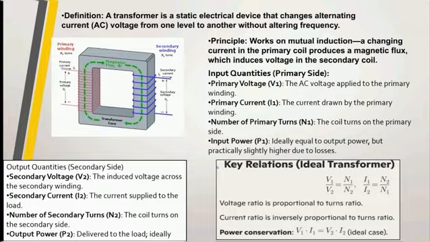In this practical, we have to calculate the values of voltage ratio, current ratio and transformation ratio for the given transformer. The voltage ratio is V1 upon V2, the primary voltage to the secondary voltage, and the current ratio is I1 to I2, the primary current to the secondary current. Let's see the practical connections.